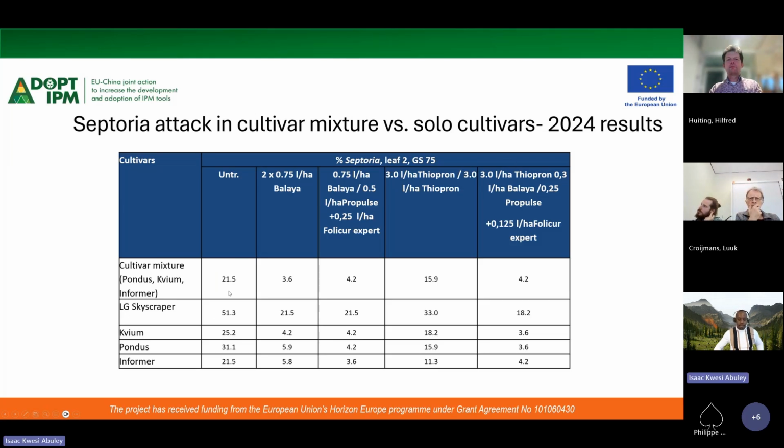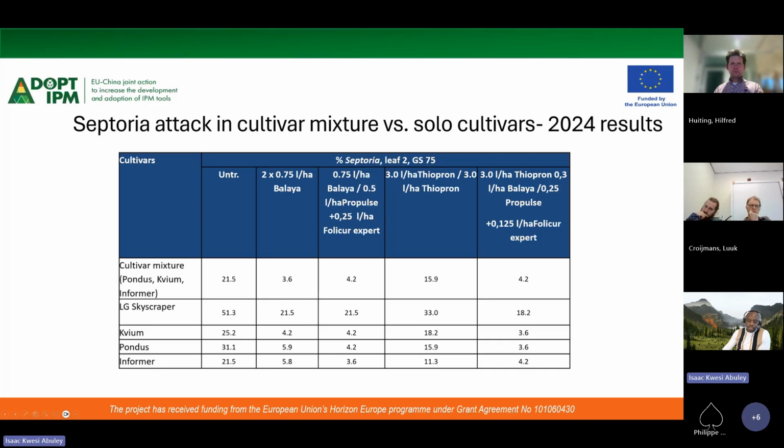If you look at the disease severity on the untreated, you see that overall, mixtures were performing much better. They reduced the disease significantly. There was no significant difference here, so let me not say that. We reduced the disease more than in the other treatments, except for Informa. And like I said earlier, Informa is more resistant to septoria. But if you look at the mixture compared to these two, Quium and Pondus, you see there's much lower disease in the mixtures compared to these two varieties.